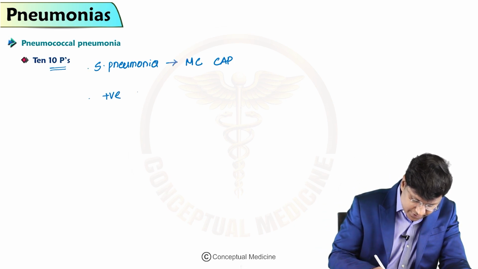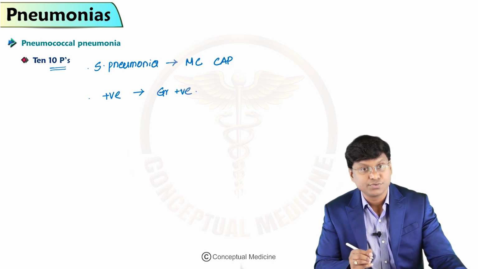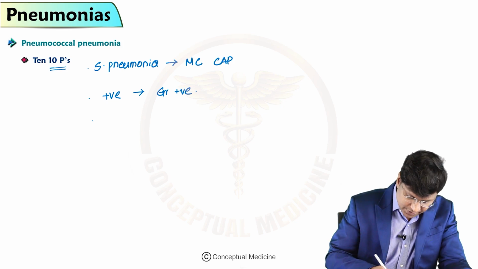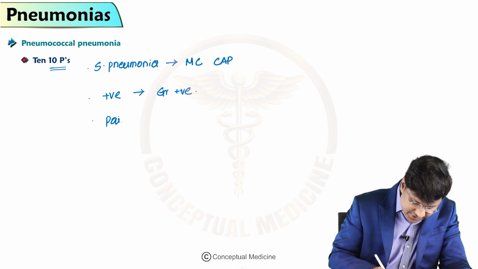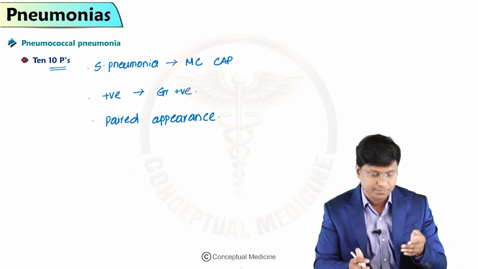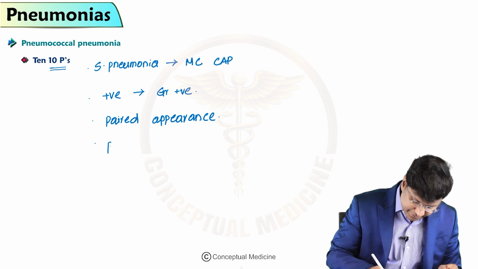And the next P is positive. What do you understand by this word positive? It is a gram positive cocci. And another P is that if you observe under the microscope, you have a paired appearance. I will show you the image subsequently, but remember you have this paired appearance when you observe pneumococci under the microscope. And another P is pyrexia.